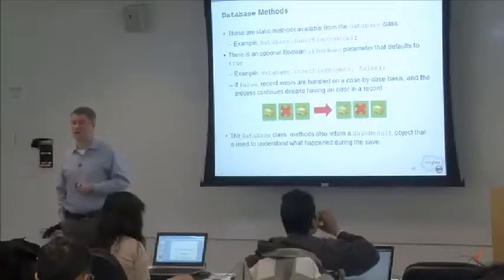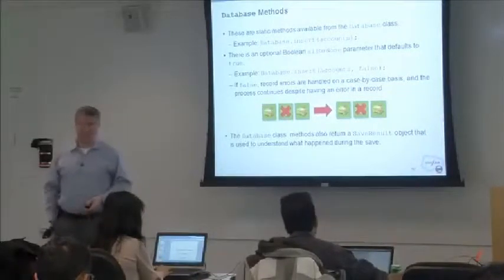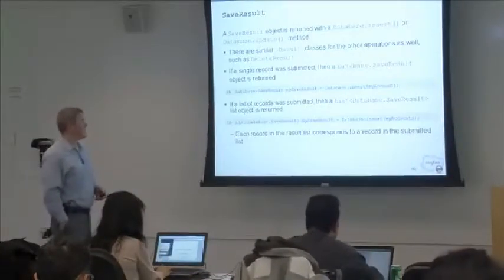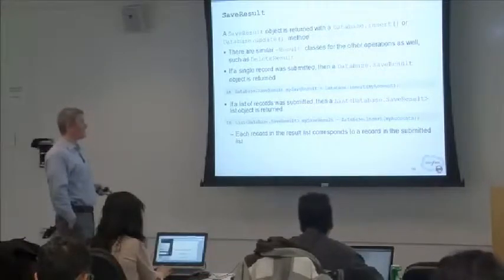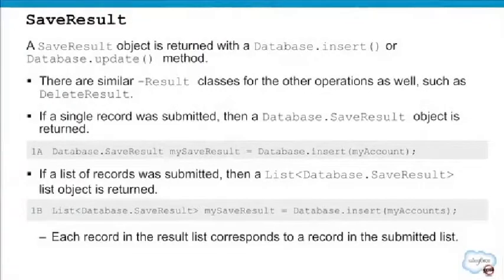Because you're doing this with the assumption that these might fail, the behavior is different. In this case, it's not going to throw a DML exception. What it's going to do is return something called a list of save results. The save result is an object you get back where you can inquire about which records succeeded, which records failed, and why those records failed when you're attempting to write them to the database.